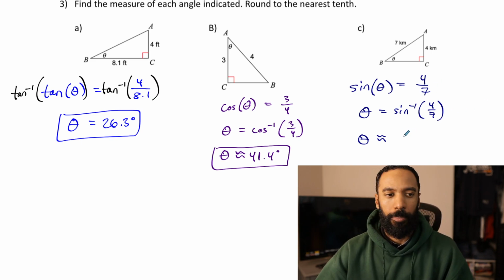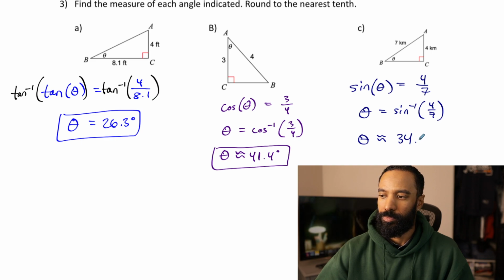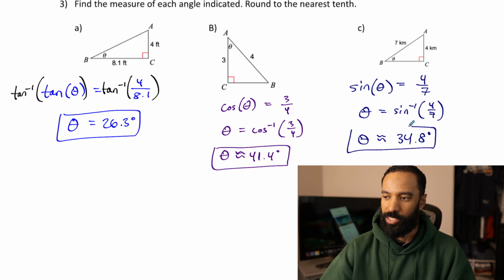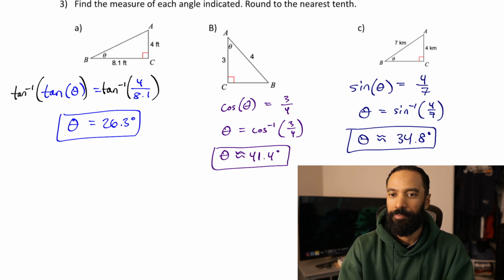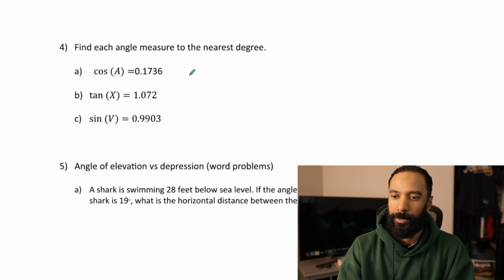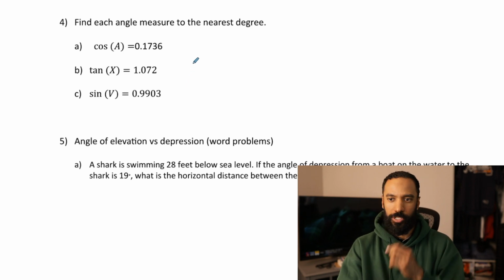34.8499. 34.8 degrees. That's us finding angle measures using trig. All right. Number 4, find each angle measure to the nearest degree.